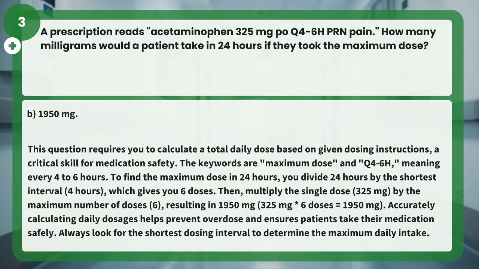To find the maximum dose in 24 hours, you divide 24 hours by the shortest interval, 4 hours, which gives you 6 doses. Then multiply the single dose, 325 mg, by the maximum number of doses, 6, resulting in 1950 mg. 325 mg times 6 doses equals 1950 milligrams. Accurately calculating daily dosages helps prevent overdose and ensures patients take their medication safely. Always look for the shortest dosing interval to determine the maximum daily intake.